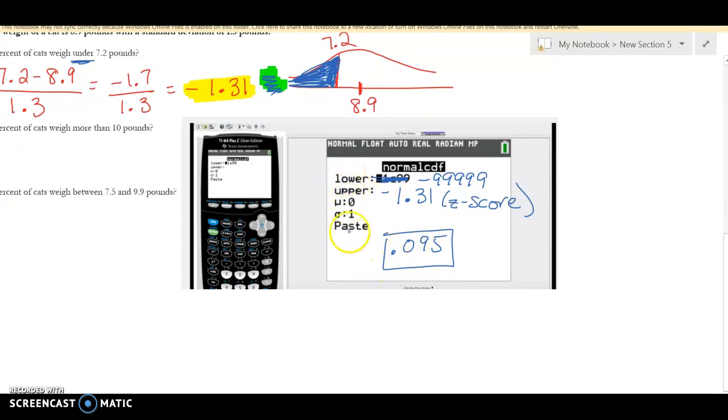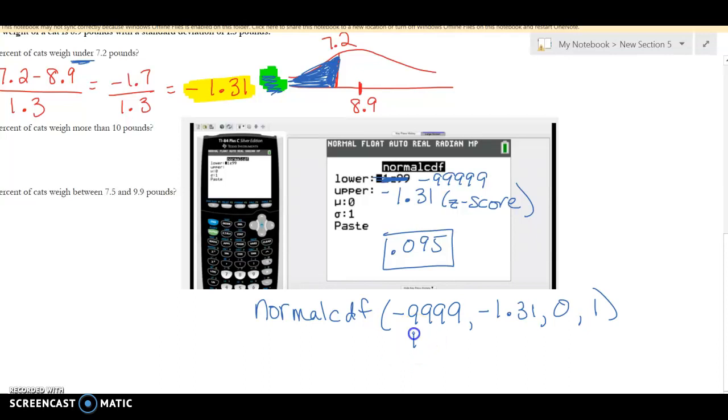Now if this screen doesn't pop up, you still have to answer these questions. You just have to remember the order. When I get back, I will update the calculators, and if you have a library calculator that's not updated, I'll update it. But I still do my normal CDF, and I have to know the order. It's my left number, my right number, which is my z-score, my mean, and my standard deviation. So this is left, right, mean, and standard deviation. Again, I am using 0 and 1 because I'm talking about z-scores, but it's the same idea. 9.5% of cats weigh below 7.2 pounds.